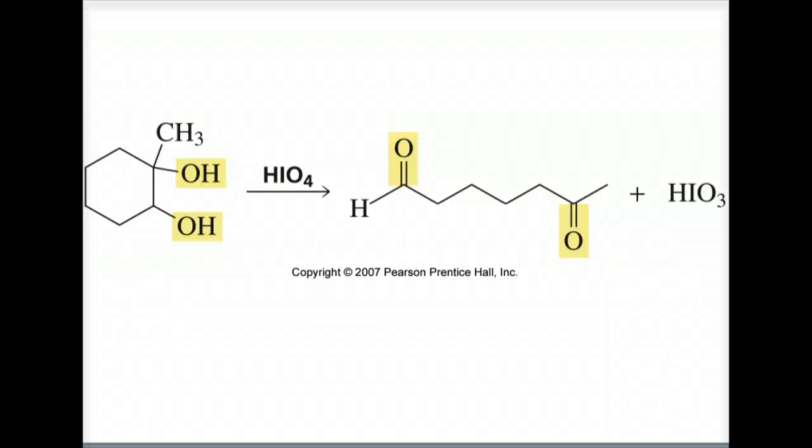Hello, this is part B of chapter 20, lecture 3 on oxidations of alkenes. So let's continue with examples of oxidation reactions.